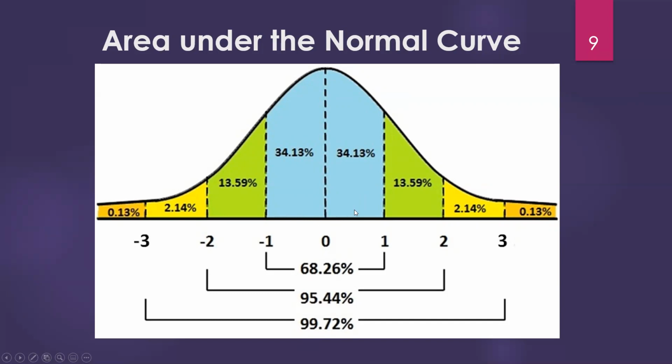And so why this is important is because this is also about the probability that a certain value would exist, right? The probability for a value to exist that is outside of 3 standard deviations from the mean is really, really small.